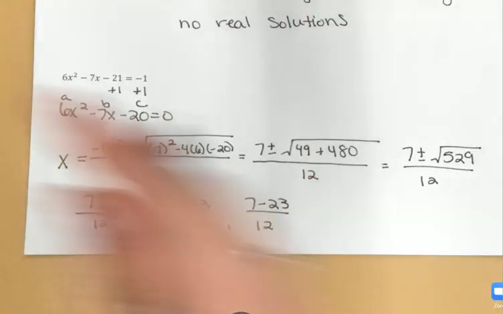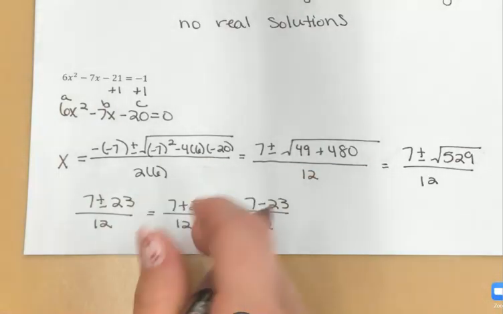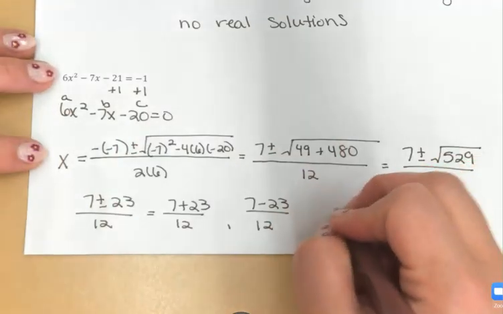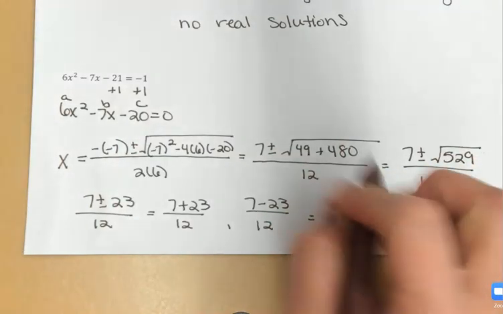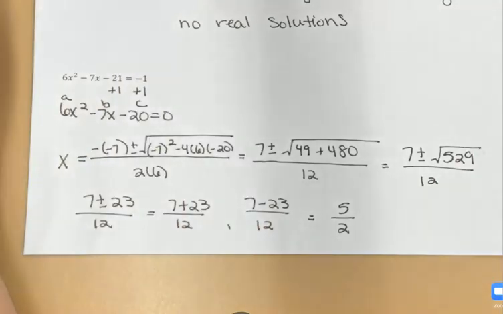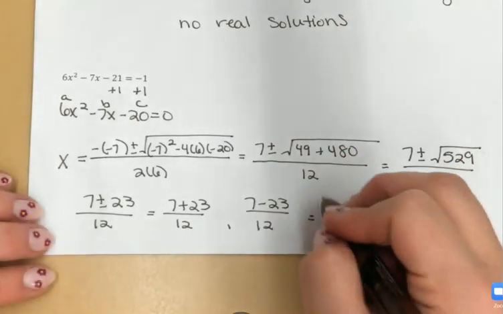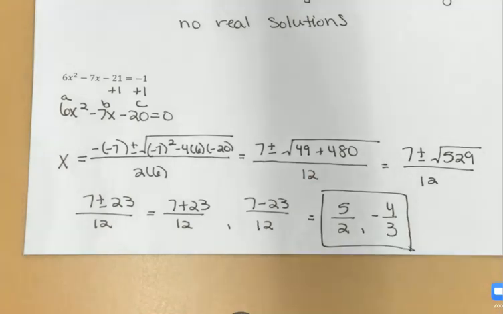7 plus 23 is 30. 30 over 12 reduces to 5 over 2. And then 7 minus 23 is -16. -16 over 12 is -4/3. So there are my two solutions for my last problem.